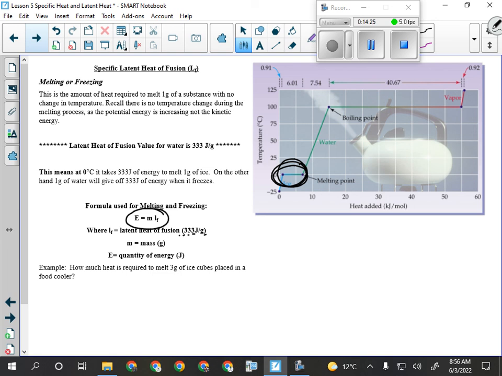All right, so how much heat would be required to melt 3 grams of ice cubes? 999 joules. I just take that 3, multiply it by 333, and I get 999 joules.